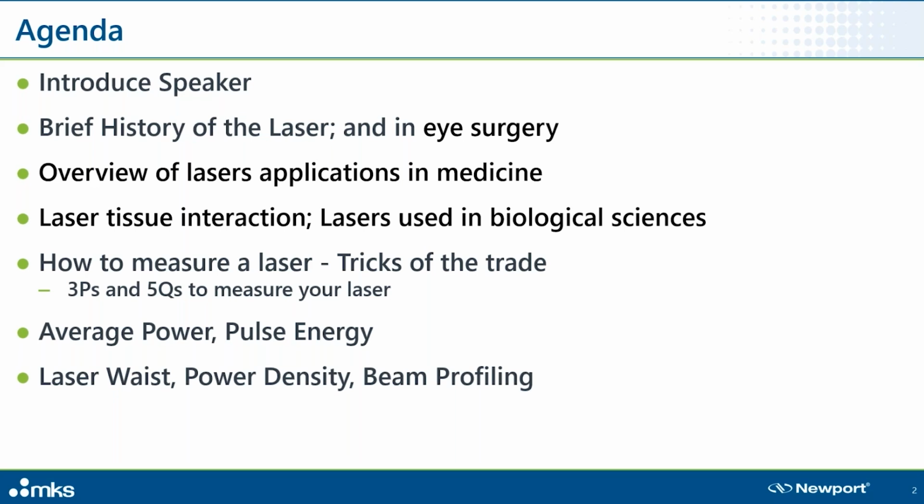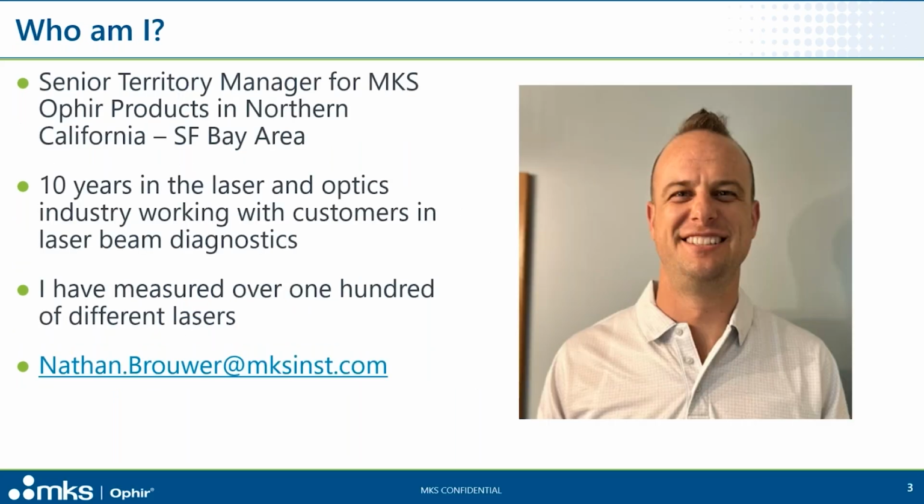What are the parameters to measure? Am I going to burn my sensor? Where do I start? I'll explain the 3 Ps and 5 Qs as learning tools. We'll talk a little bit about the difference between power and energy, how to choose a sensor. Then I'll help you understand the laser waist and how power density increases when focused with a lens. Lastly, we'll take a look at beam profiling, how to do it, and what to do once you have a profile. We'll have a good time, so let's get to it.